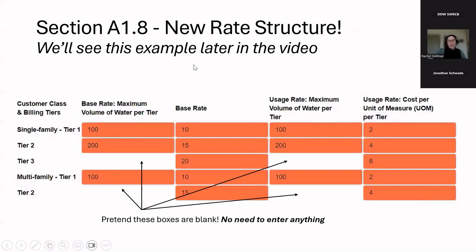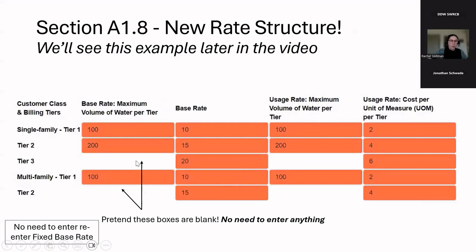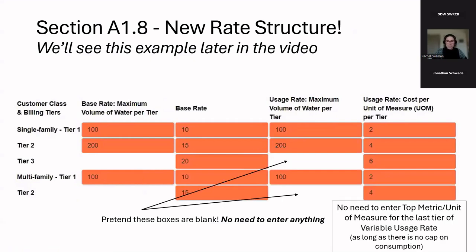I just wanted to highlight that, for example, in tier 3 and tier 2 of this base rate maximum, there's no need to re-enter the fixed base rate, like I said before. And for these entries, there's no need to enter the top unit of measure because it goes, in this case, from 200 to infinity units of water used, and this $4 per unit of measure would apply to anything over 100 units of water used.